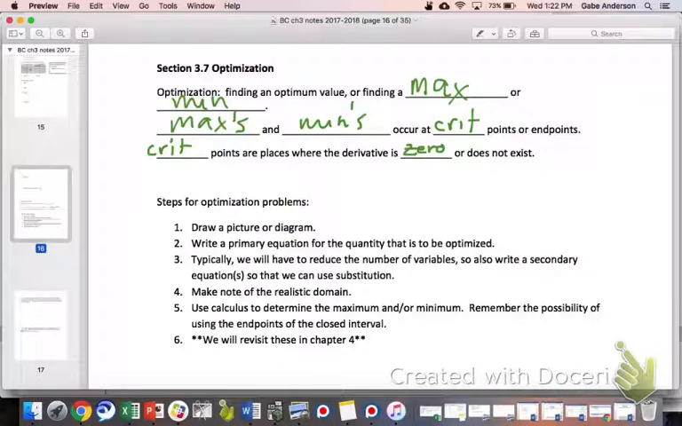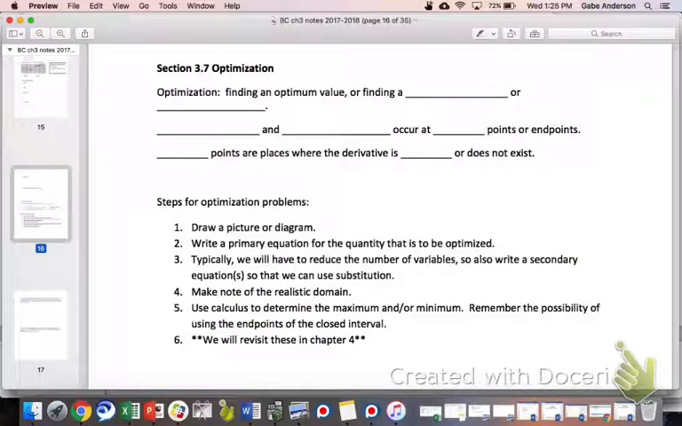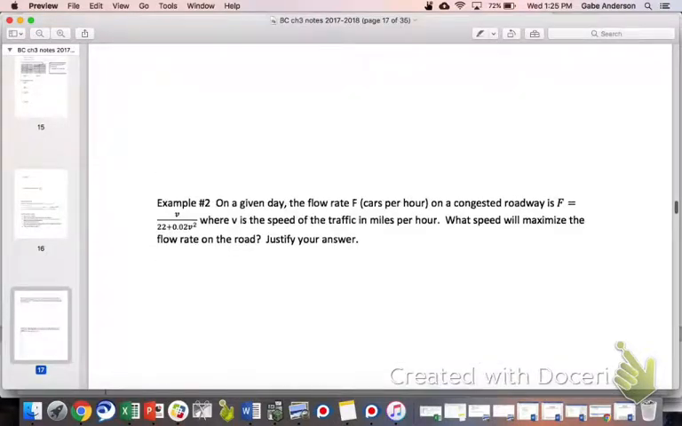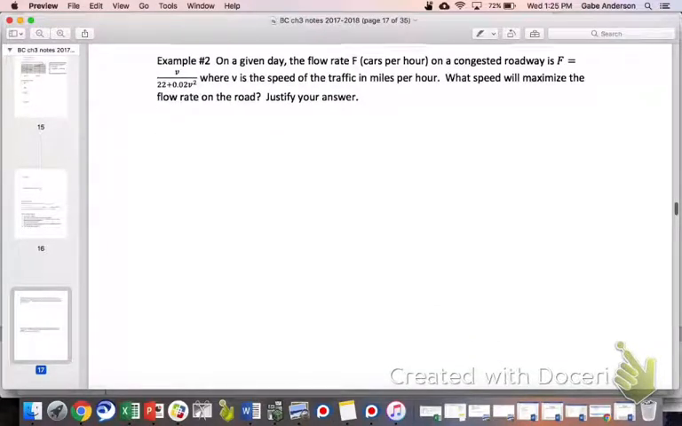All right, so we're going to jump around a little bit, I think, just to make it as easy as possible for you. We'll skip number 1 for the moment. We'll come back to it. I think number 2 is a pretty nice one to start with. So number 2 says, on a given day, the flow rate, F, cars per hour on a congested roadway, is given by that equation right there. V is the speed in miles per hour. What speed will maximize the flow rate on the road? Very practical question.